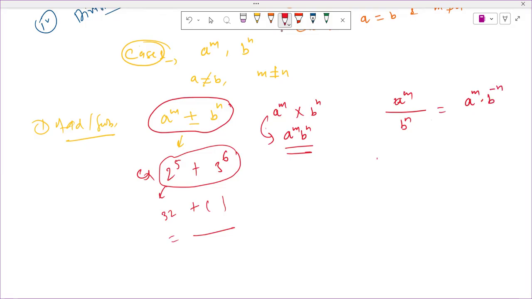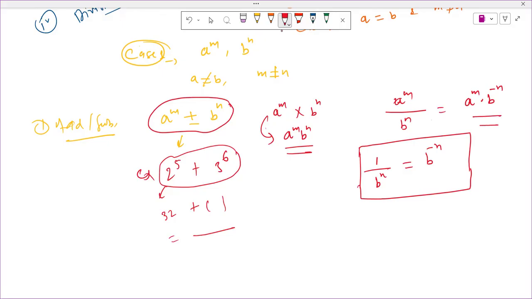This is nothing but, if you have 1 by b to the power n, you can write this as b to the power minus n, right? b to the power of minus n means what? 1 by b to the power n. So I have used this thing here. You have to stop here only. There is no need of doing any calculation. Just stop it. So remember this formulation. This is very important.